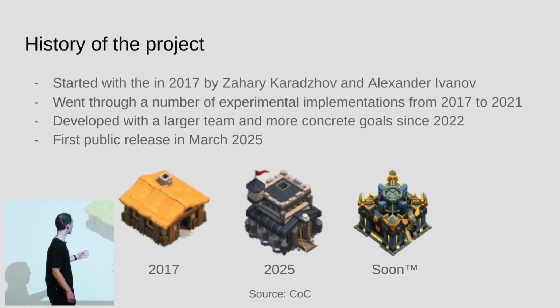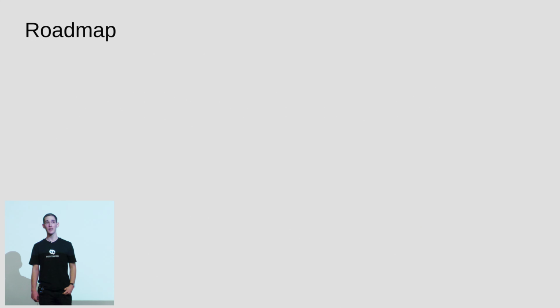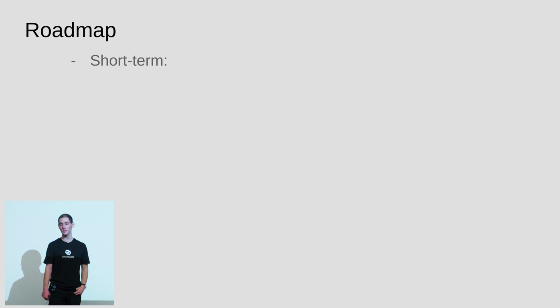And this is our progress. For those who play Clash of Clans, we started with Town Hall 1 and we are at Town Hall 9 in 2025. But given the growth of our team, I think we'll be at level 19 in less than 2 years. Anyway, our current roadmap is like this.